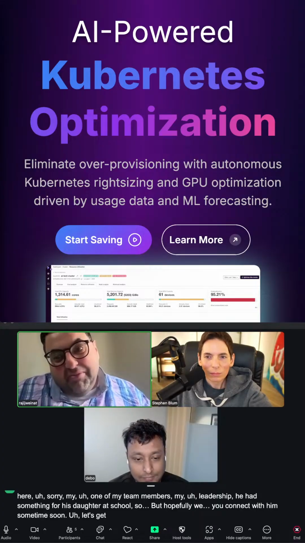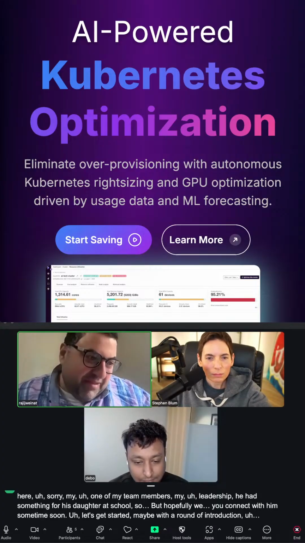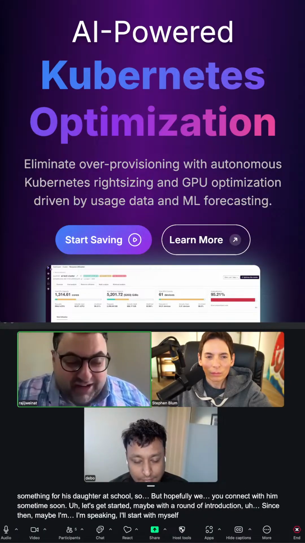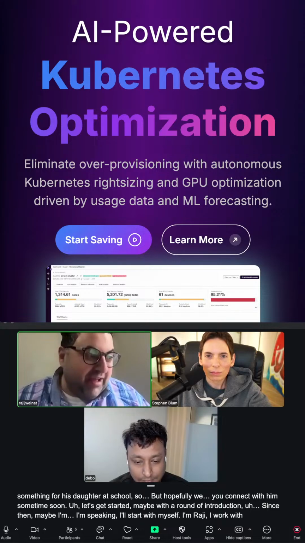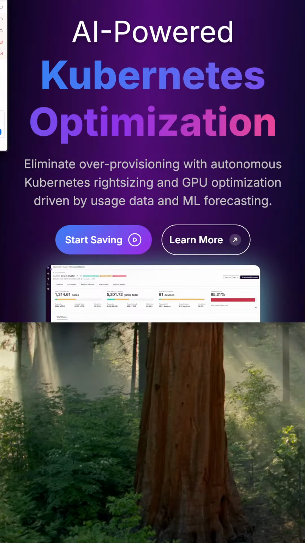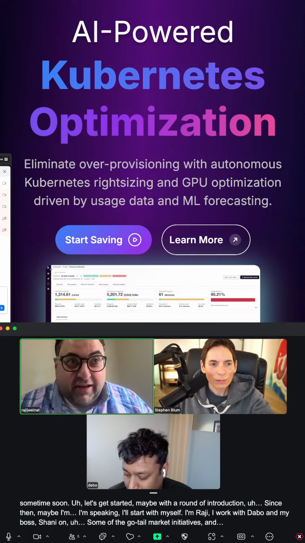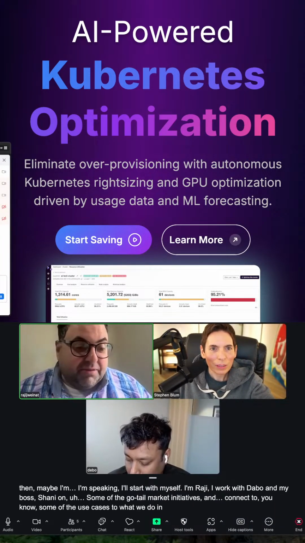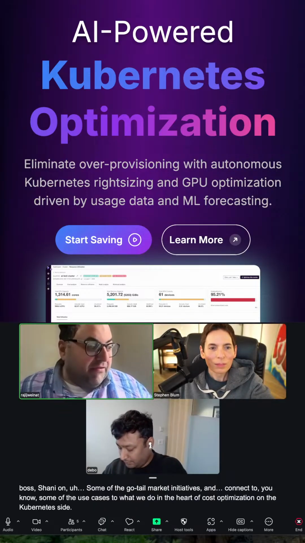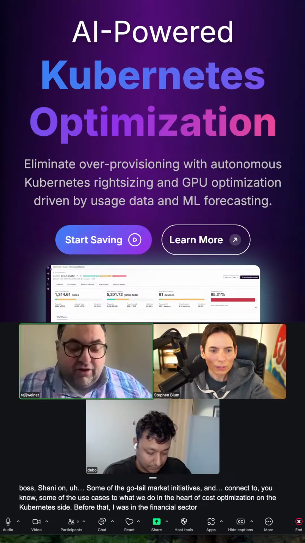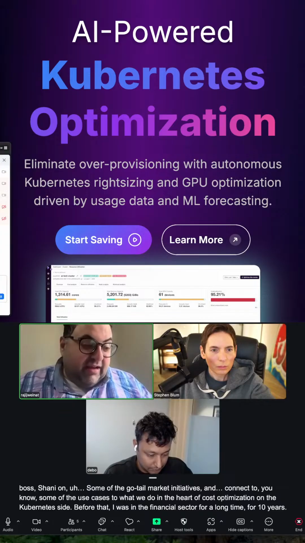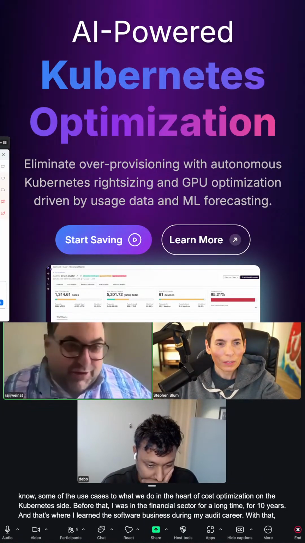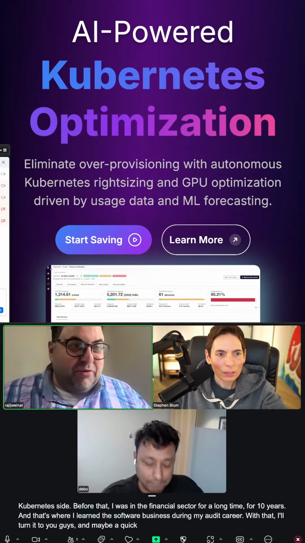Let's get started, maybe with a round of introductions. Since I'm speaking, I'll start with myself. I'm Raji. I work with Debo and my boss Shani on some of the go-to-market initiatives and connect some of the use cases to what we do in the heart of cost optimization on the Kubernetes side. Before that, I was in the financial sector for 10 years, and that's where I learned the software business during my audit career. With that, I'll turn it to you guys for a quick introduction and we'll get started.